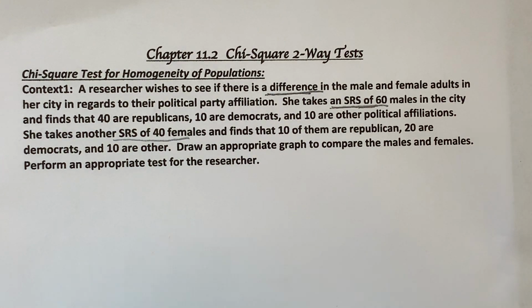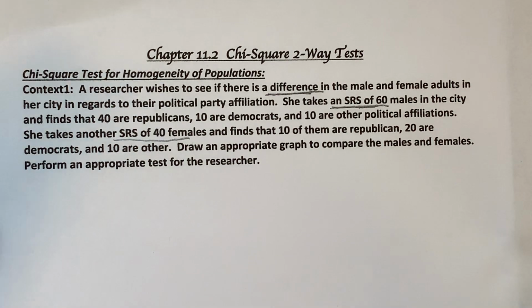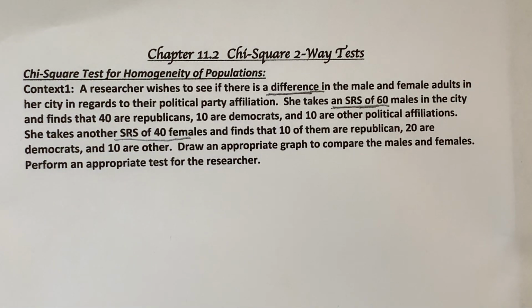First of all, draw an appropriate graph to compare the males and females, and then perform an appropriate test. Now, the appropriate graph is going to be a side-by-side bar graph, and that's what we did in Chapter 1. So this is the kind of problem where you can hopefully see where the whole year is fitting together.